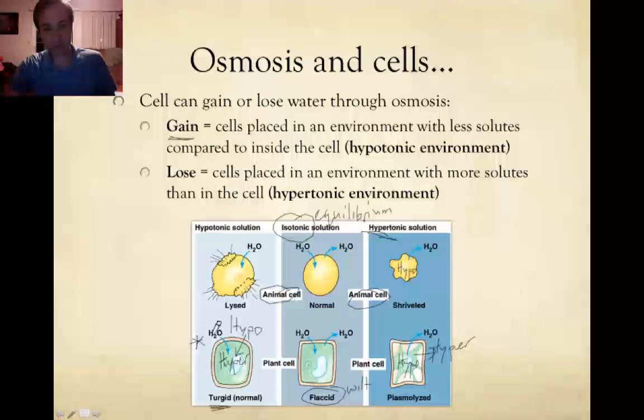So plants love this. They want to be plump. They want water moving in, so they want hypotonic environments. Our cells, on the other hand, they want isotonic, because that way we're not losing water, we're not gaining water. It's at an equal rate. We stay the same.